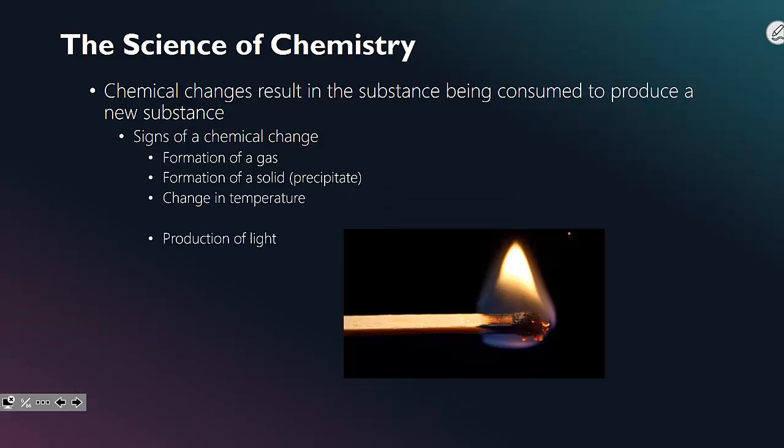If there's a change in temperature, that's a sign of a chemical reaction. Or if there's production of light, that's another sign of a chemical reaction. So when you strike a match, the phosphorus at the end of the match, that red powder substance, is given just enough energy to begin reacting with the air around it and produces a flame, which shows a change in temperature and also produces light. Two signs that this is a chemical reaction.